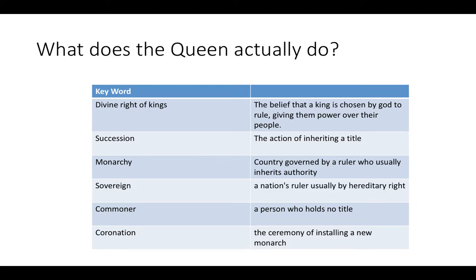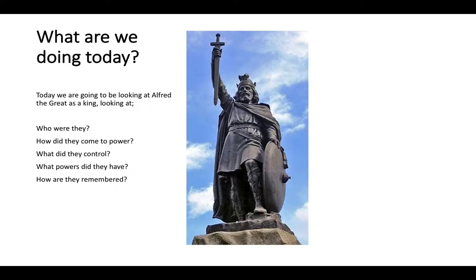The new king will be sworn into office. He will take an oath. He will have a crown. He will have a scepter and an orb, and he will officially become the new monarch. So let's have a look at what we're doing today.